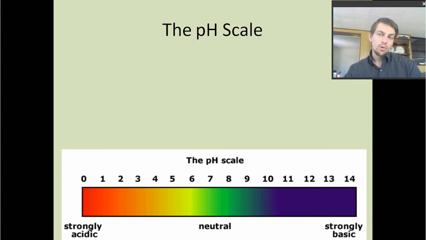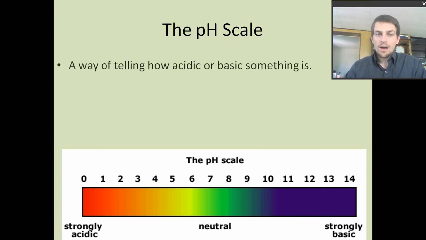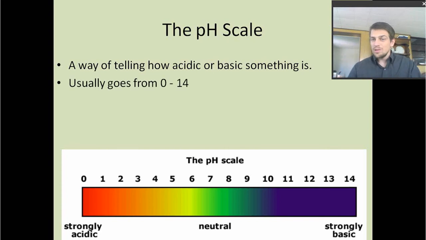So being more acidic means it has more of those hydrogen ions, that H plus, ready to give away. And more basic means it's more of a base, so it has more of those hydroxide ions ready to give away. So it's a way of telling how acidic or basic something is, and it usually goes from 0 to 14. I think technically we can get outside of that range, but just about everything that you're ever going to see is going to be in this range of 0 to 14.